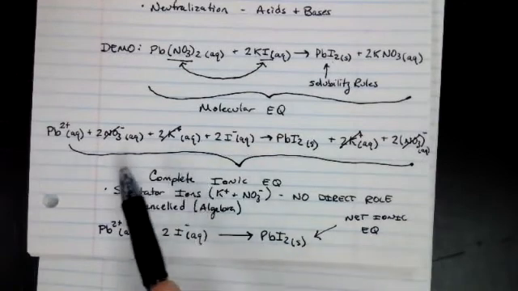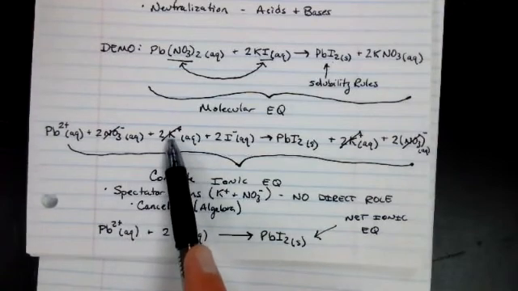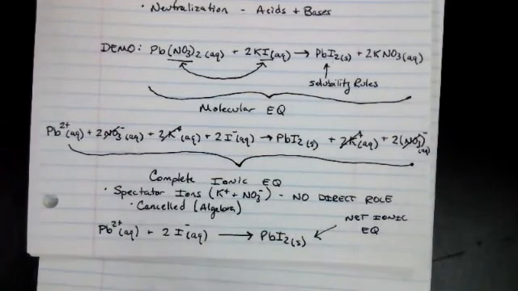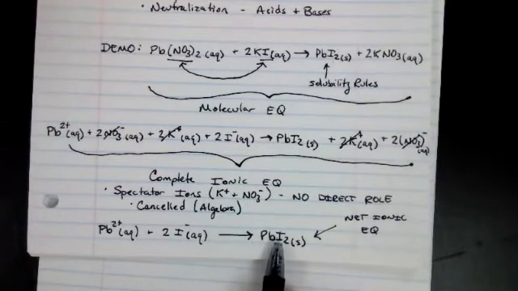In my beakers, when I did that demonstration, the nitrates and the potassiums, they're in solution, but they don't do anything. They stay solvated. They're just hanging around, right? Having a good time in the beaker. It's only the lead and the iodide that play a role in the production of this lead iodide, this precipitate that we see right there. That's called, once again, a net ionic equation.